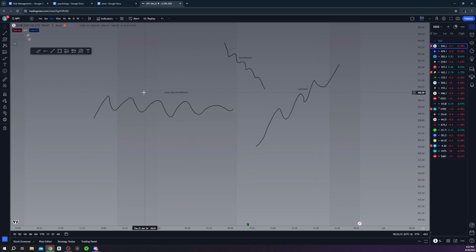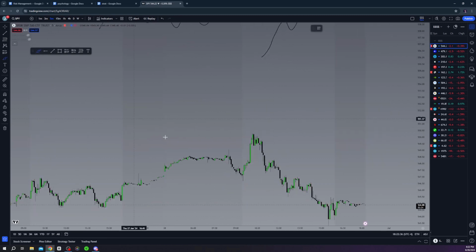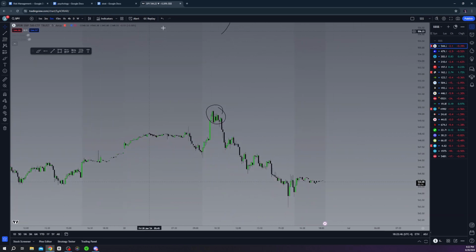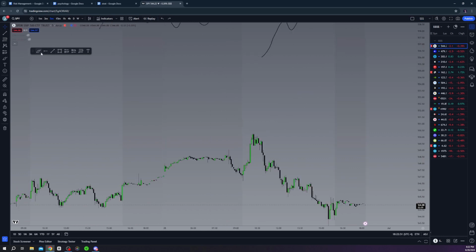So this is chop. This is accumulation. When the stock is moving sideways like this, let's give an example. Boom. When the stock is going sideways, you can make no money off of that. Okay. Now let's go back to this. Downtrend. Can you make money off of this? 100%. Look, big candles, big moves, and lower lows and lower highs. So when you see a lower high, lower low, lower high, lower low, that's good price action. That means it's a downtrend.